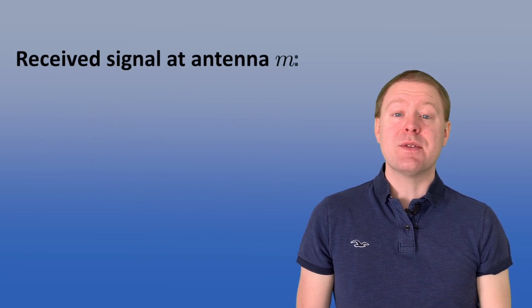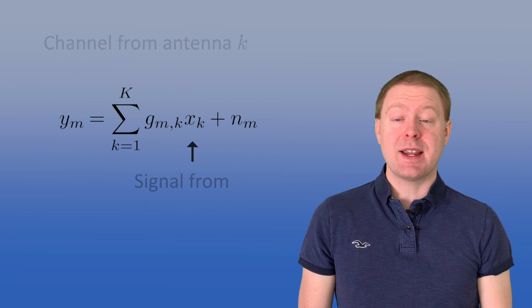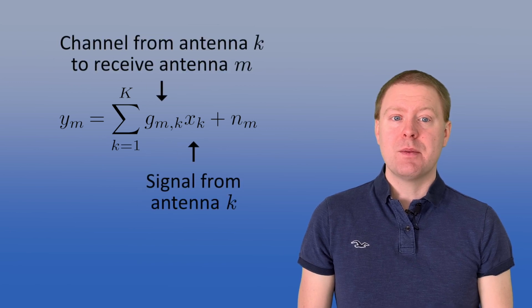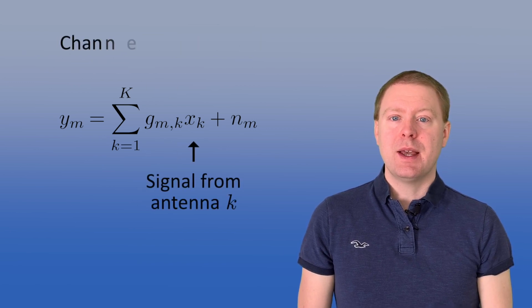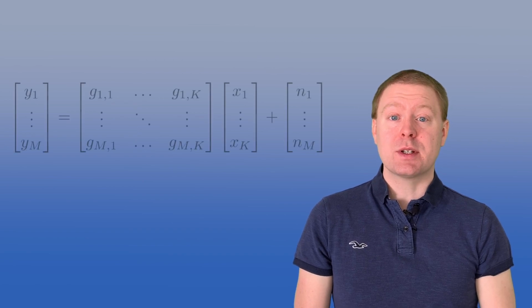Let's now look at the received signal at the mth antenna. It's a summation of the signals coming from all of the K transmit antennas. X_k is what we transmit from antenna k. We multiply it with G_mk, and then we add the noise N_m. And we do this for all of the different receive antennas. And then we could put it all into a matrix form.